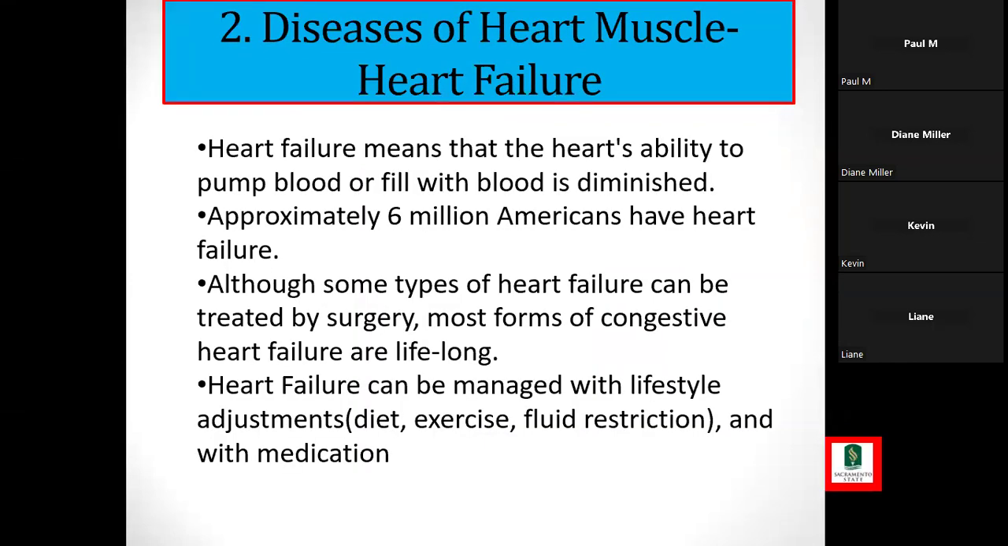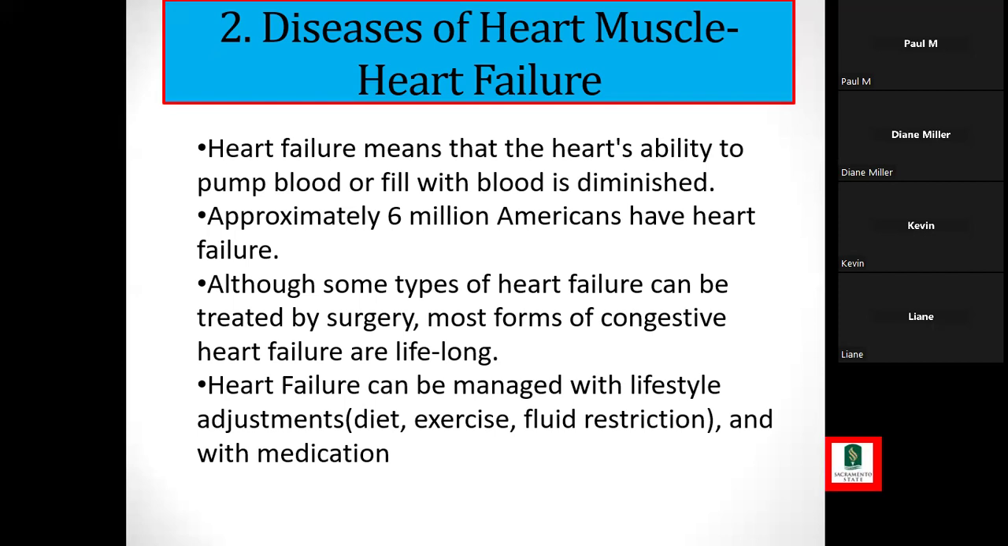So one of the most common diseases of the heart muscle is heart failure. Heart failure is a very dramatic term, but it just means that the heart is not able to pump blood effectively to get out of the heart, to get to the brain, to get to the rest of the body. Almost 6 million Americans have heart failure, a very common disease, especially as we get older.